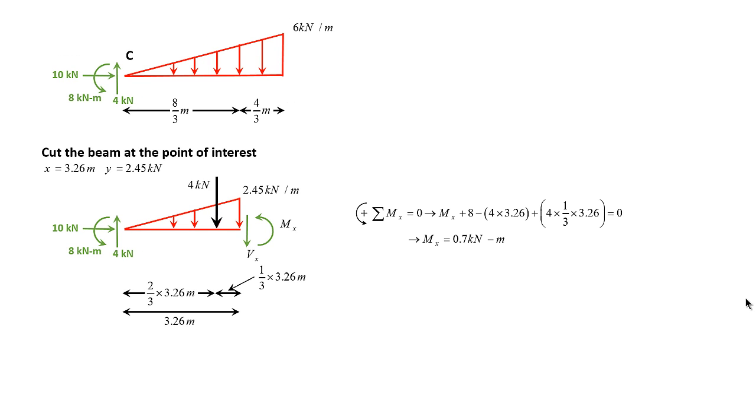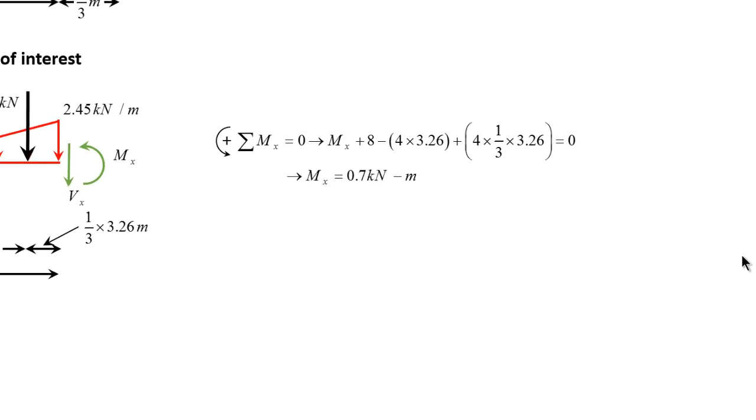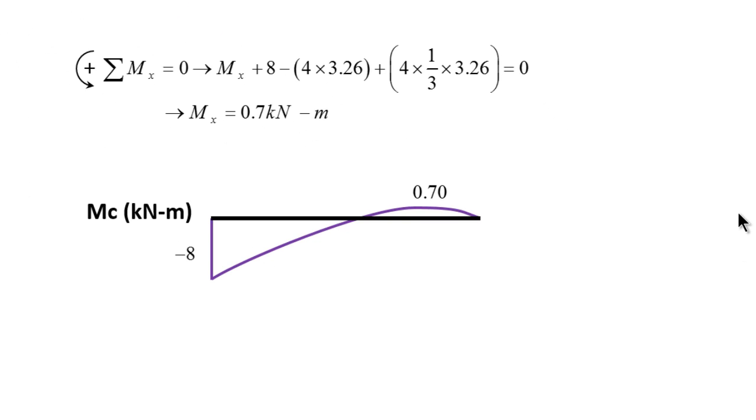So I'm interested in Mx. Solving for Mx, I get Mx plus 8, which is the concentrated moment at the left end, or the internal moment, I mean, minus 4 times 3.26 plus 4 times 1/3 of 3.26, set that equal to 0, and if I solve for Mx, it's 0.7 kilonewton meters. So this is my moment diagram.